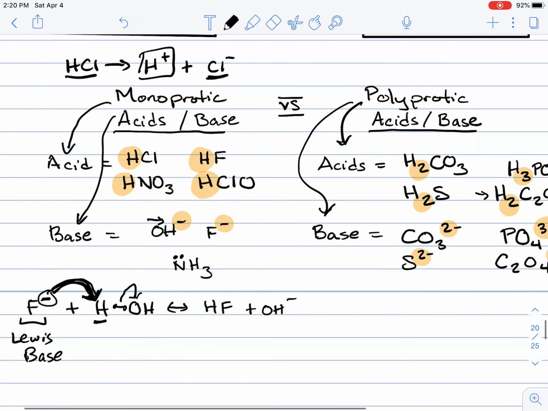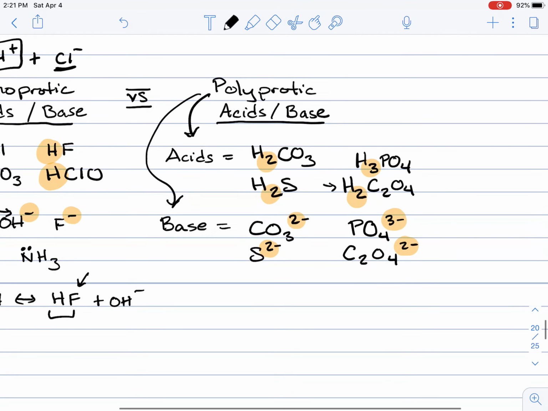And so this is the conjugate acid of F minus. Notice that once fluoride picks up a hydrogen, the charge disappears. And since there are no more extra lone pairs to donate, HF cannot ionize another hydrogen from another water molecule.